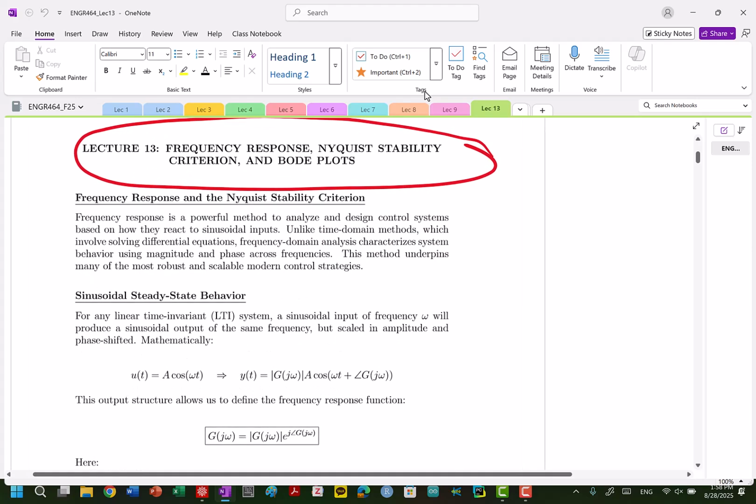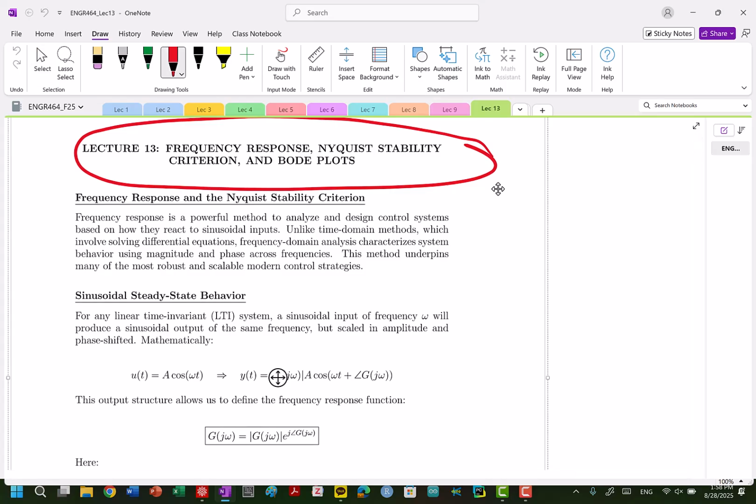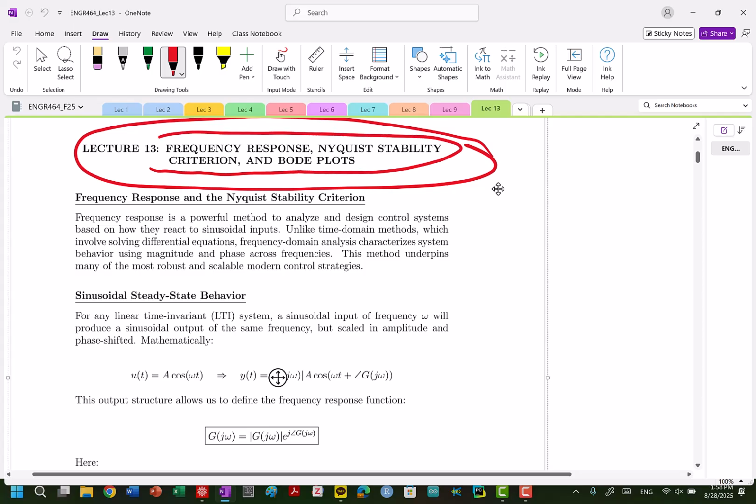All right, we are back and we're going to do our lecture 13 on frequency. Trying to make updates in my system. We're going to do our frequency response, Nyquist stability criteria, and Bode plots.